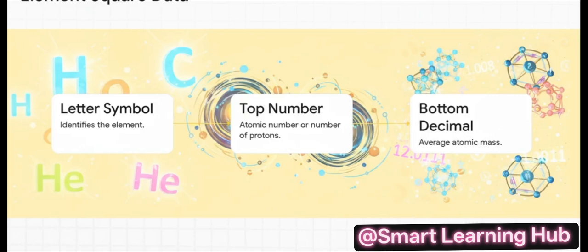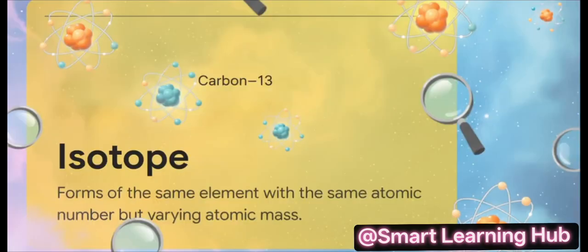And third, you're going to see a bottom decimal value, which represents the element's average atomic weight or mass in its natural state here on Earth. Now, you might be wondering, why is that bottom number a decimal and not a clean whole number? Protons and neutrons are whole things, right? Well, that mass is an average because of something called isotopes. Isotopes are just different natural versions of the exact same element. They have the same atomic number, the same number of protons, but a different number of neutrons, which naturally changes their weight. So for carbon, which always has 6 protons, there's carbon-12, carbon-13, and carbon-14.